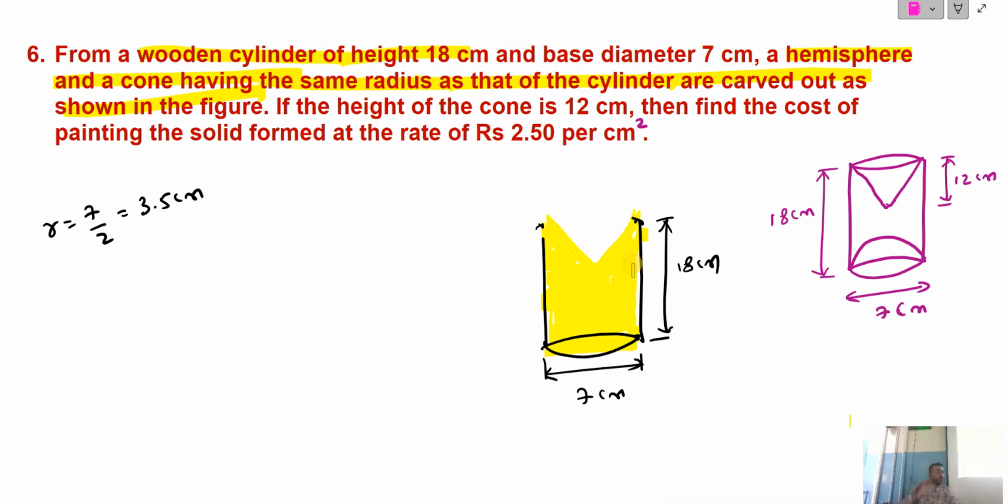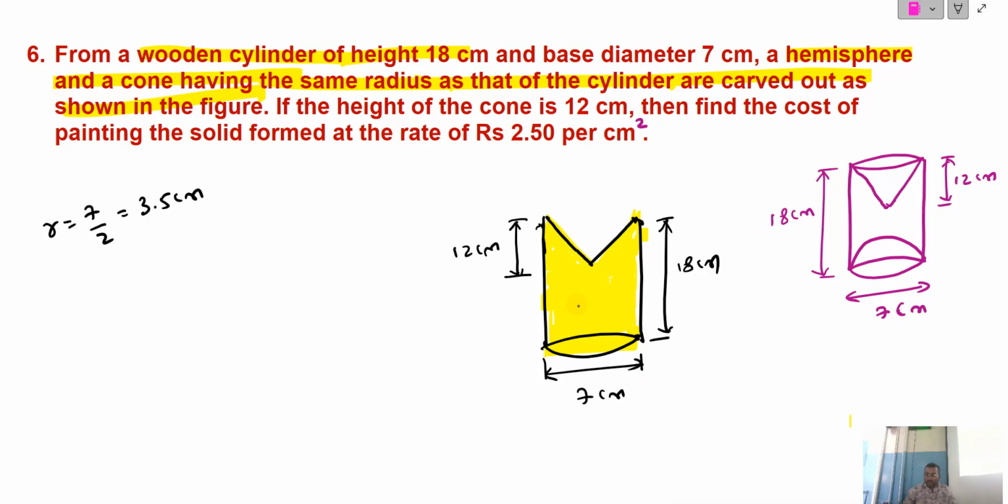Carved out means we are removing. From the entire cylinder, this much part I have removed. Now this much is left out. Now the shape has become like this. From the top, I am cutting a part in the shape of a cone. How much am I cutting? The cone part has a height of 12 centimeter. Can you see this in the figure they have given? Up to 12 centimeter height, I am cutting the shape of a cone from the cylinder.